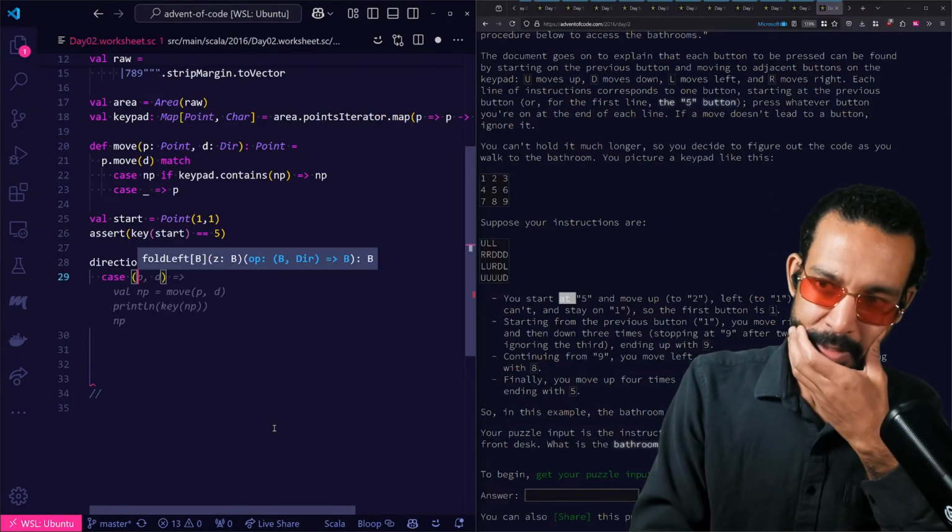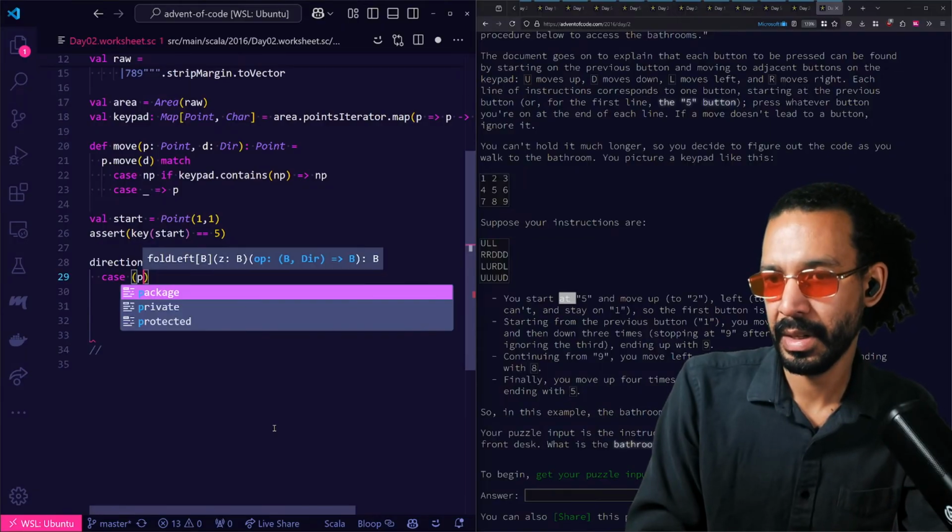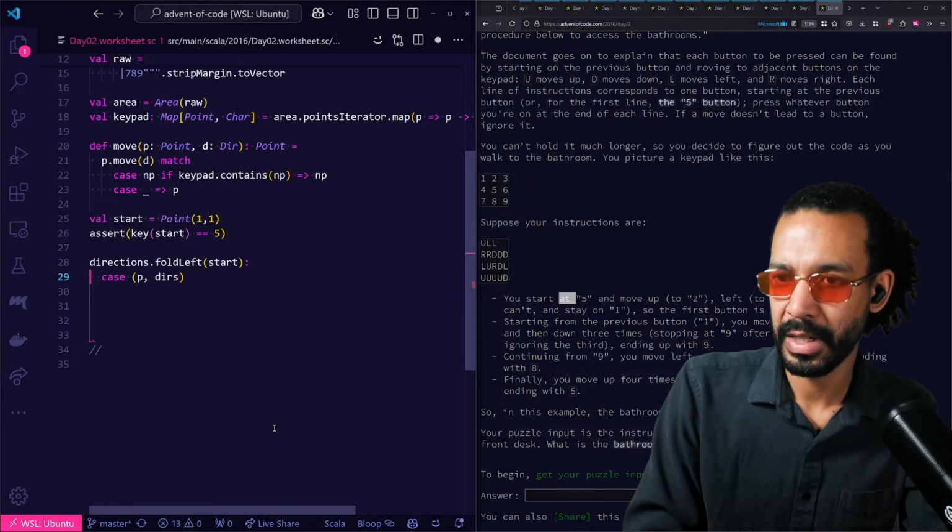Okay, so we have our current position, and then we have directions.